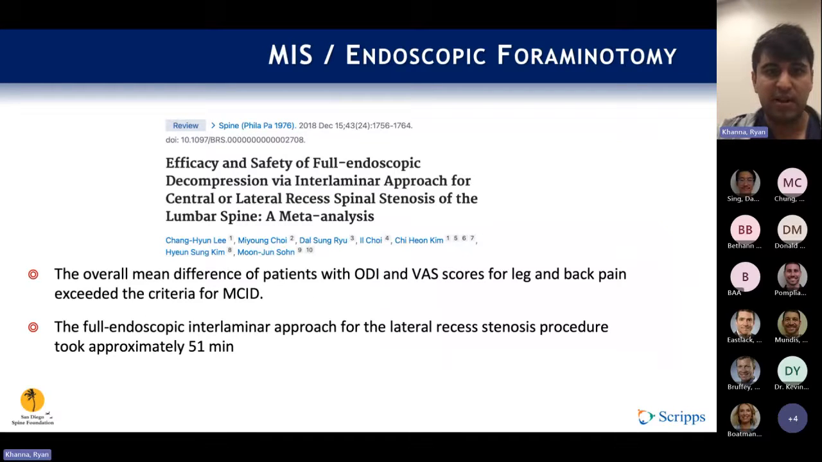Another recent meta-analysis looking at decompression for central or lateral recess spinal stenosis showed that the endoscopic approach met or exceeded MCID for ODI and VAS scores for both leg and back pain. And although a common criticism is that it takes a long time, in this group they were able to do it in less than 60 minutes, 51 minutes, for an interlaminar approach for lateral recess stenosis.